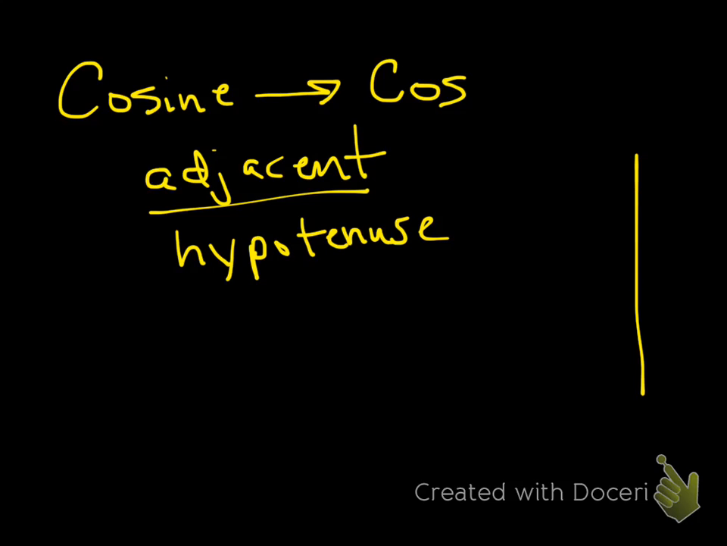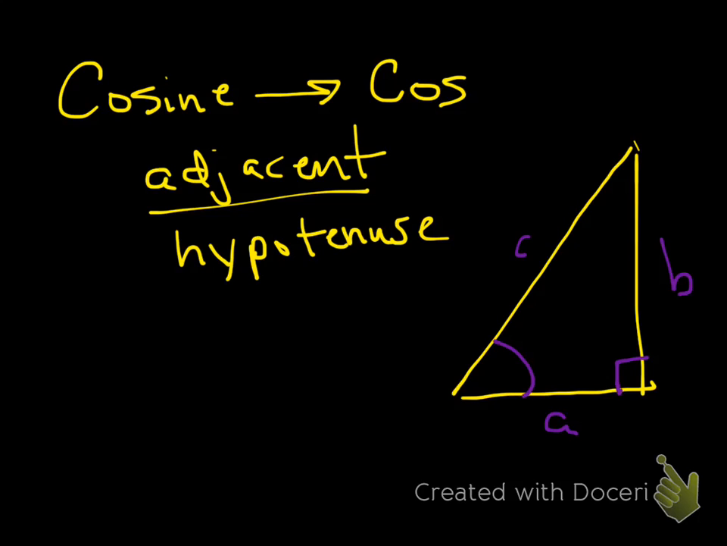So let's say we've got this triangle. All right, and let's say we're dealing with this, and let's keep it C, A, B. Okay, so we're going to do this angle right here. The side adjacent to this angle is A, and the hypotenuse is always going to be C. So it's going to be the ratio between the adjacent and the hypotenuse.